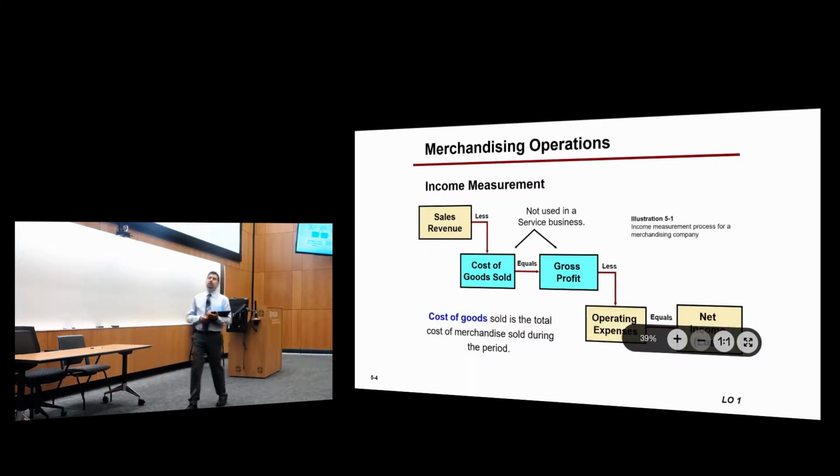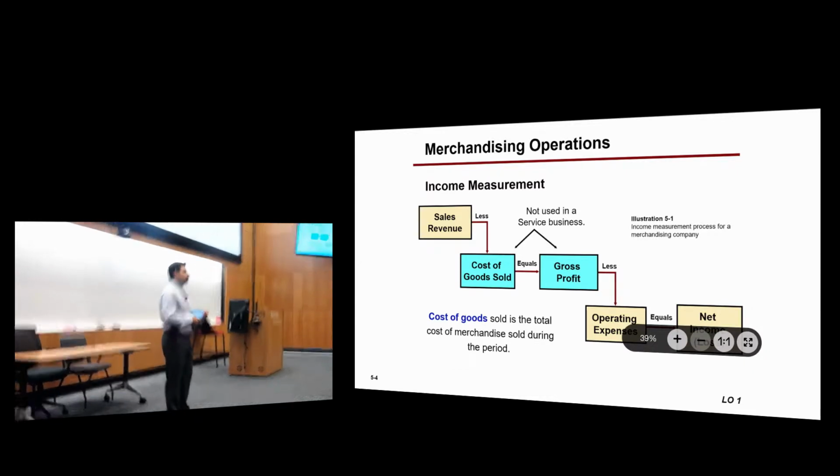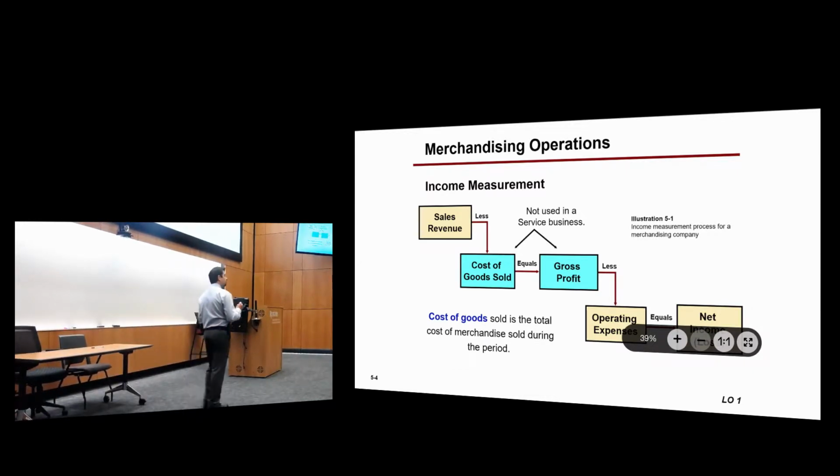Now in this slide here, how do you calculate net income? So far, with the service companies, it was very simple. We had service revenue minus expenses, and so far it was operating expenses, right? Salaries, depreciation, rent. All these expenses were subtracted from service revenues to get to net income, right?